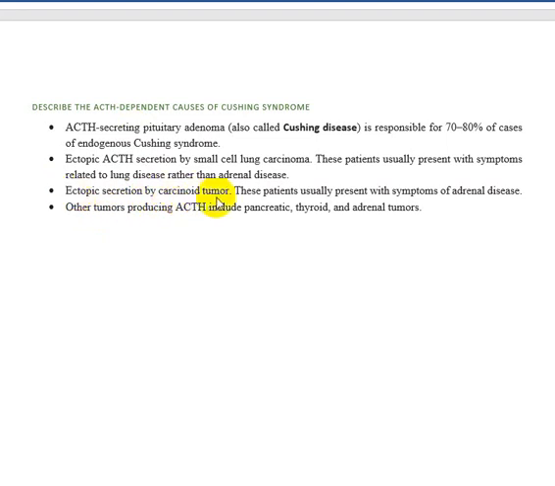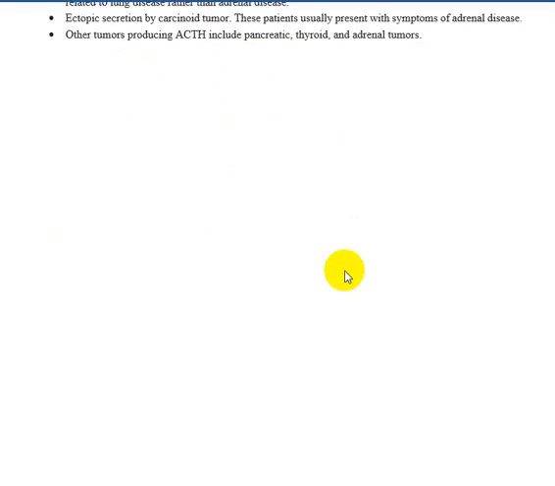Ectopic secretion can also come from a carcinoid tumor. This patient usually presents with symptoms of adrenal disease. The carcinoid tumors can be present at the level of the liver. Other tumors producing adrenocorticotropic hormone include pancreatic tumors, thyroid tumors, and adrenal tumors.